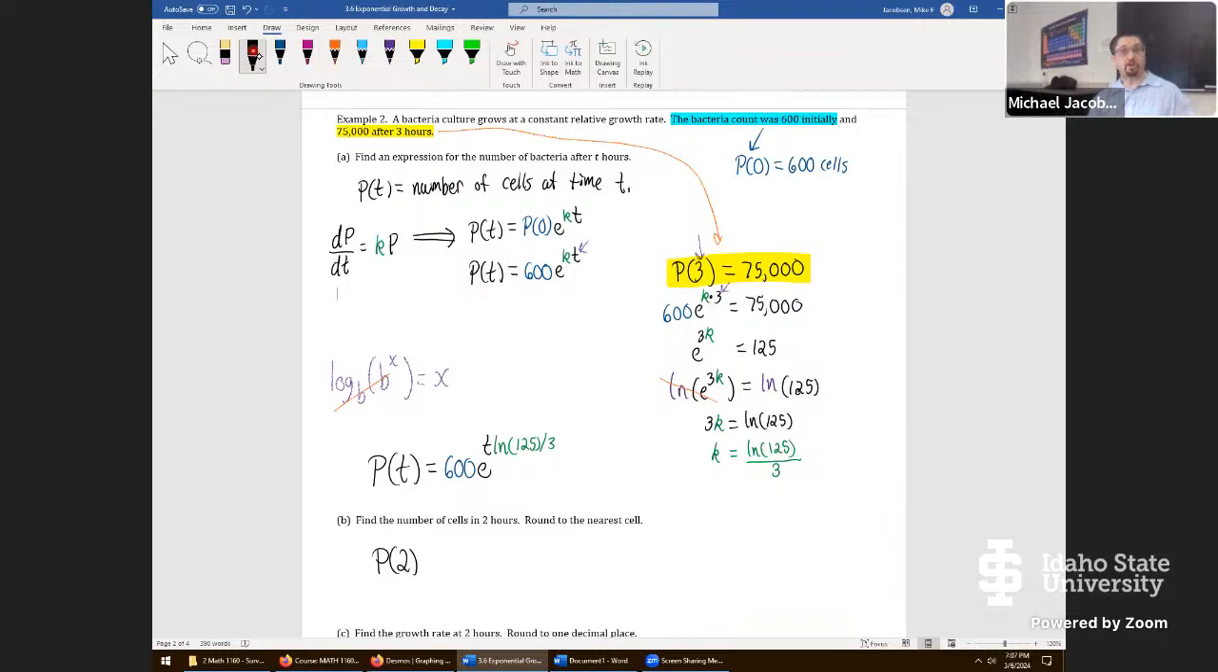But I do give a lot of partial credit when it comes to these kinds of problems. If you have this on paper, and this is, say, a 5-point problem, you get 4.5 points for writing out this much information. Population of size 2 means go here. There'll be 600 e to the 2 times natural log of 125 over 3. So all we did this time is we took 2 and plugged it in right here for time. So we do need to get a value for this for full credit on it.